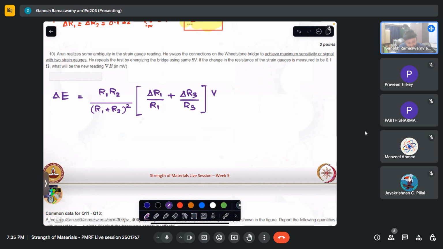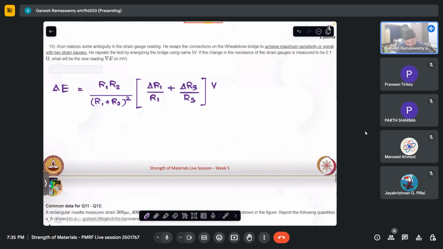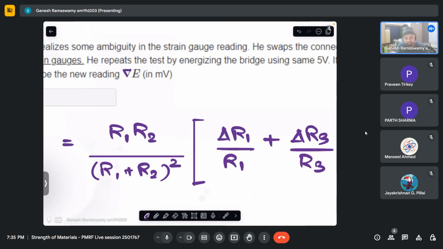In such a case, what is the value he will read is what is asked. So let us see. It is not a gradient of E. Mind you, it is delta E. I suppose you get the idea. So this will come out to be what?